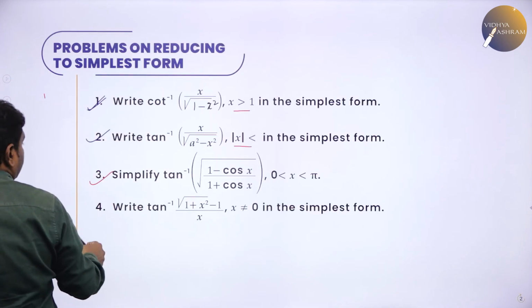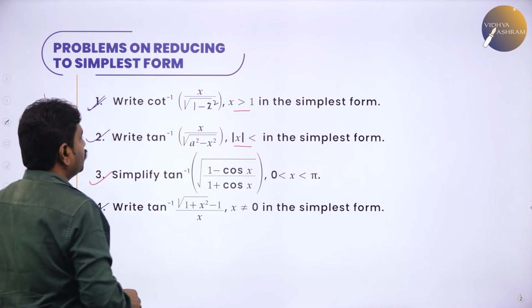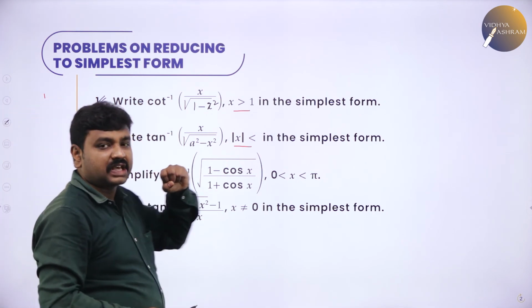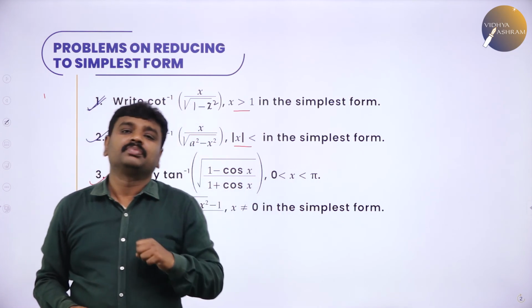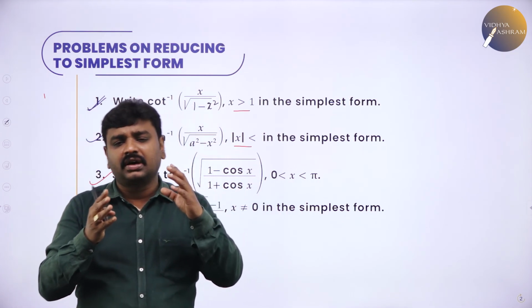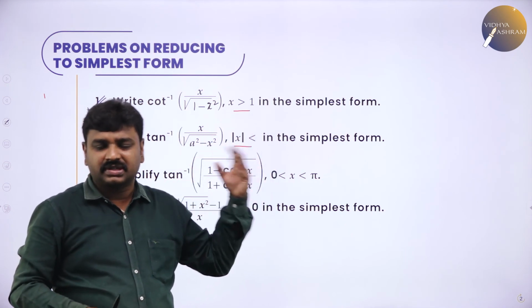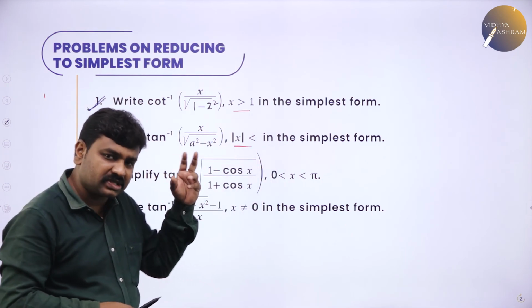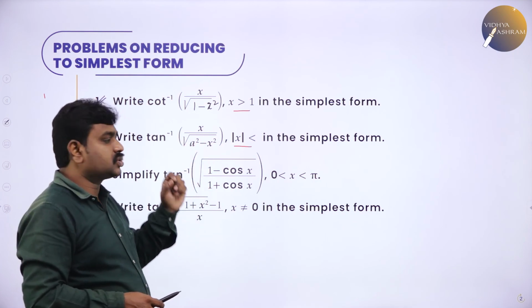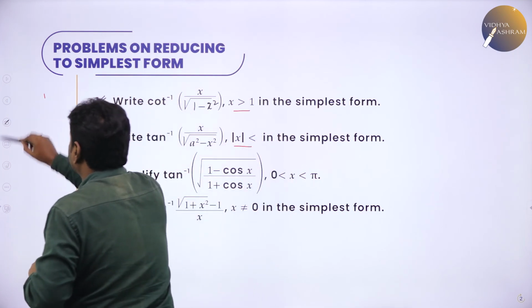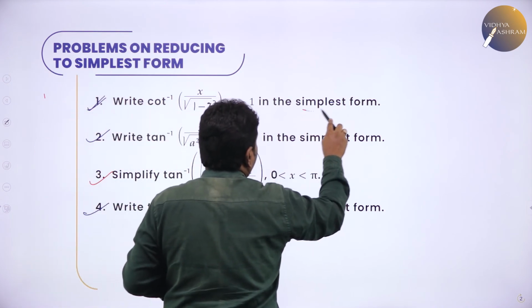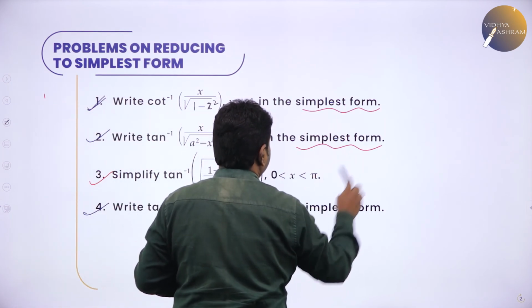So we are done with the fourth problem. I gave a sample of examples on how to write in simplest form. These are all standard 3 or 2 mark questions. Sometimes they have been asked for 2 marks, sometimes the same questions appeared for 3 marks. So it is important. Now you are thorough with writing in simplest form. You know how to write simplest form.